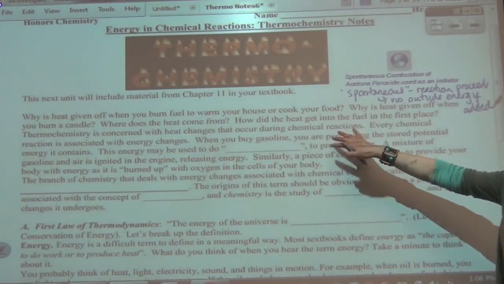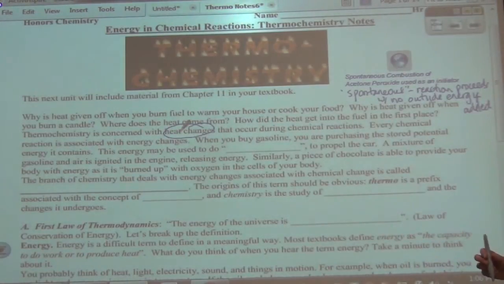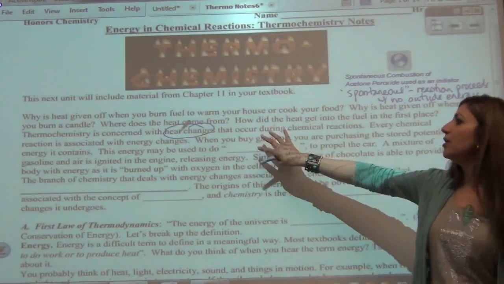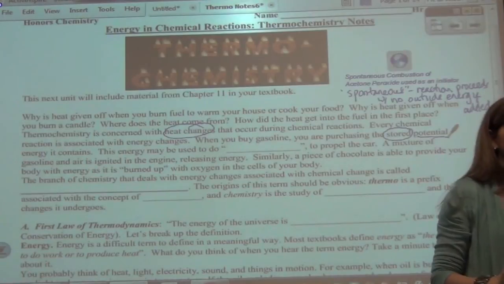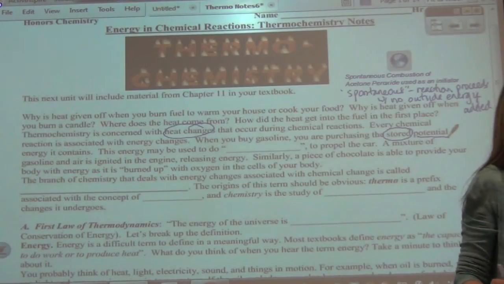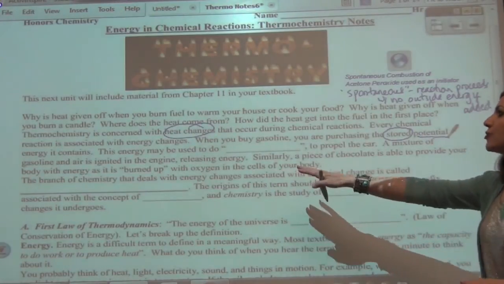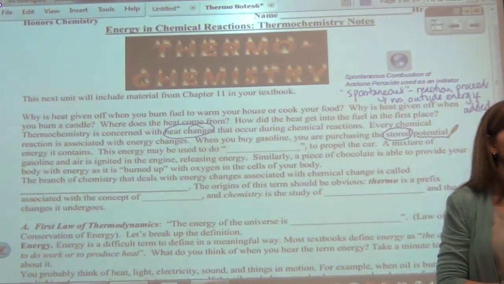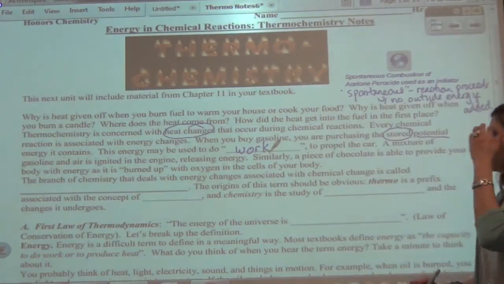So thermochemistry is concerned with heat changes that occur during reactions. Every chemical reaction is associated with these energy changes. For example, when you buy gasoline, you're purchasing the stored potential energy that it contains. So what do you have to do in order to use that energy? You burn it. Perfect. You burn it, and then there goes your car. Okay? So this energy may be used to do, it's a physics word, it starts with a W. Work. Nice. It may be used to do work, to propel the car.